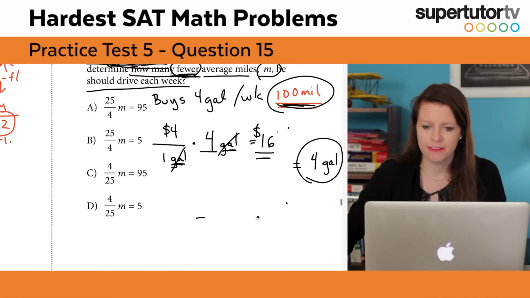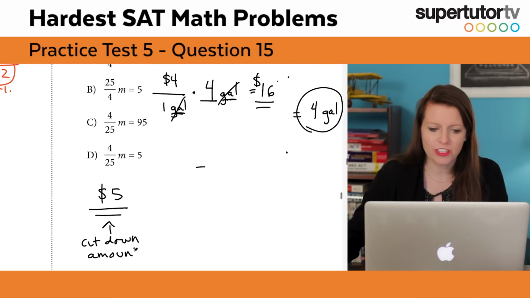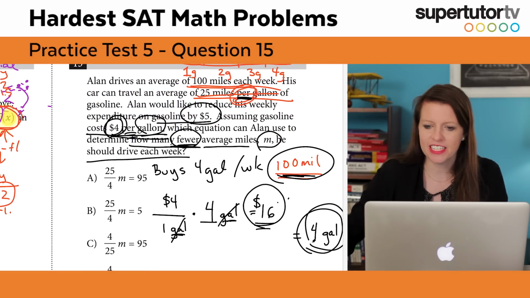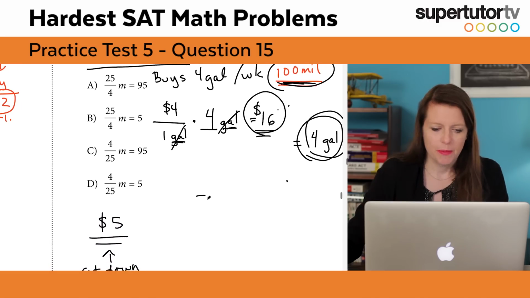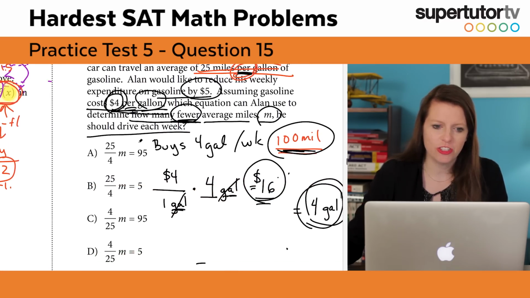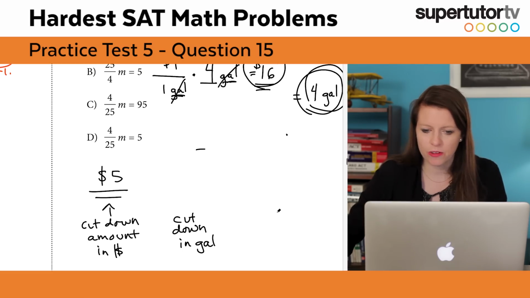I'm going to erase some of this stuff. So here's what I have. I know he wants to cut down $5. So if $5 is the cut down amount in dollars, I want to figure out, and I have these ideas here, and this is just me starting to understand the problem. But I know this is my cut down amount. I want to cut it down by $5. I want to convert $5 into the cut down amount in money. I want to then make that the cut down amount in gallons. And then I want to go to the cut down amount that he has to do in miles.